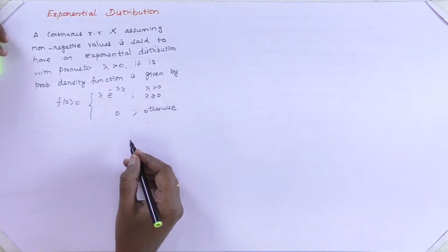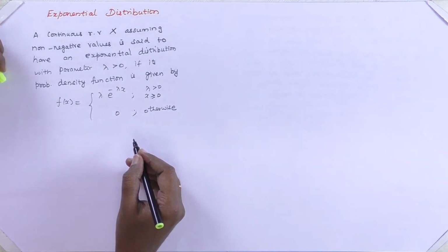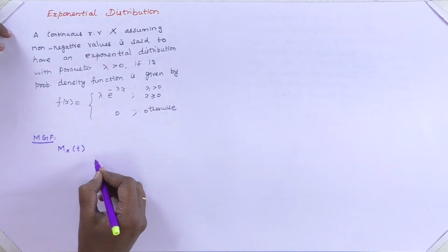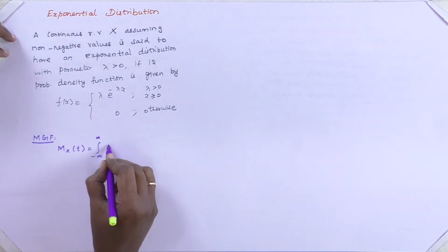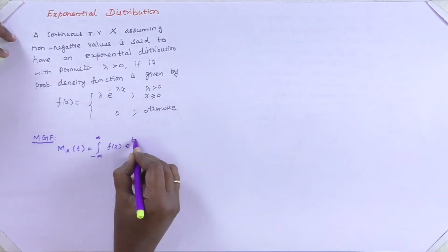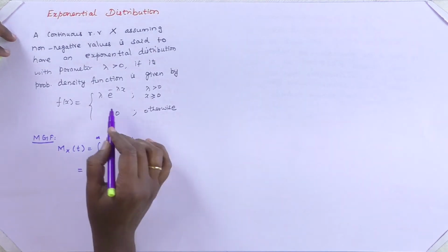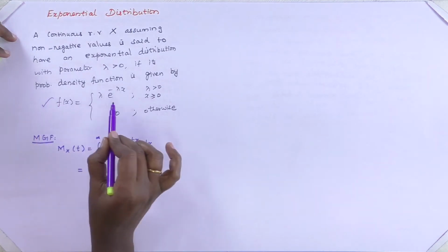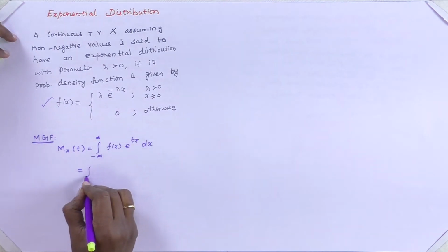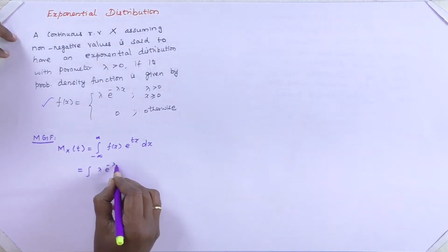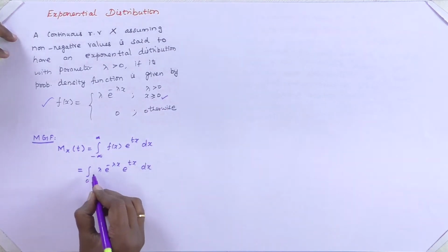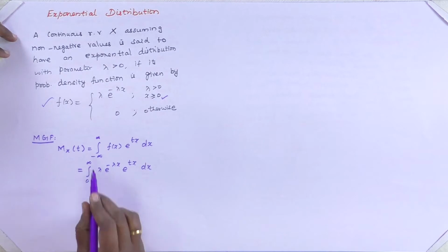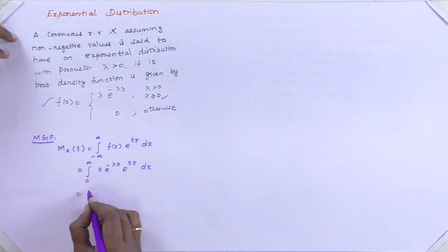Now we are going to find the moment generating function of the exponential distribution. Here the random variable x is continuous, then the corresponding moment generating function is M x of t equal to the integral from minus infinity to plus infinity of f of x into e to the power of tx into dx. Under the exponential distribution, the probability density function is lambda into e to the power of minus lambda x, into e to the power of tx into dx. Here the limit varies from 0 to infinity, since x is greater than or equal to 0. Lambda is constant, you take it outside.